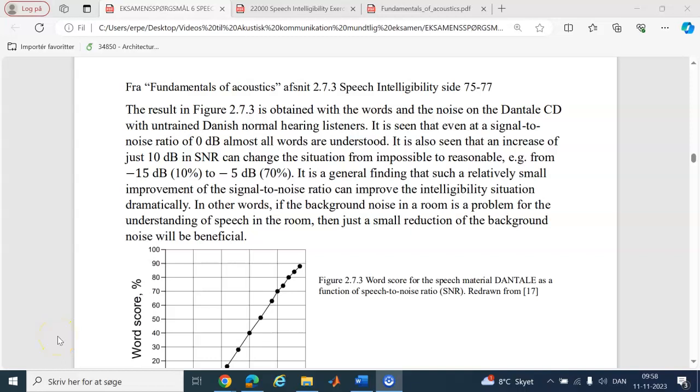Speech Intelligibility Part 2. From Fundamentals of Acoustics, you get some good points. The result in figures 2.7.3 is obtained with the words and the noise on the dental CD with untrained Danish normal hearing listeners. It is seen that even at a signal to noise ratio of 0 dB, almost all words are understood.